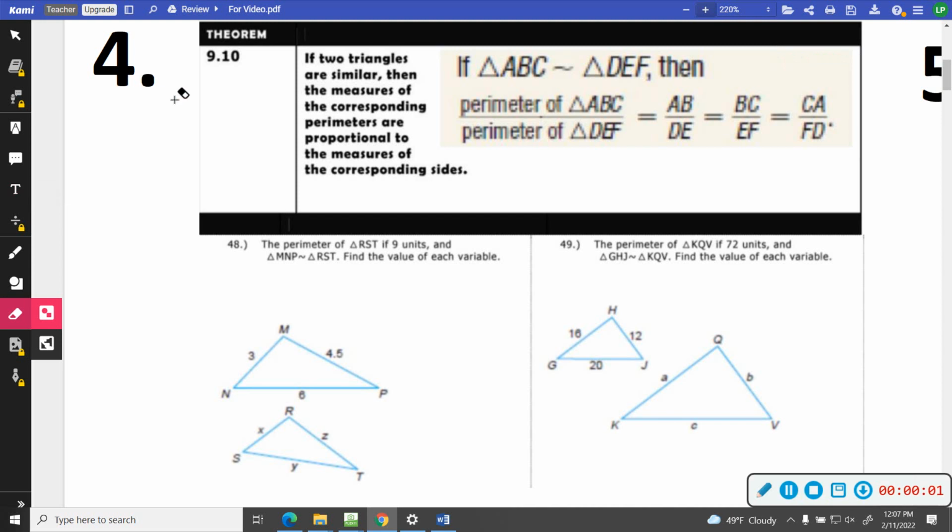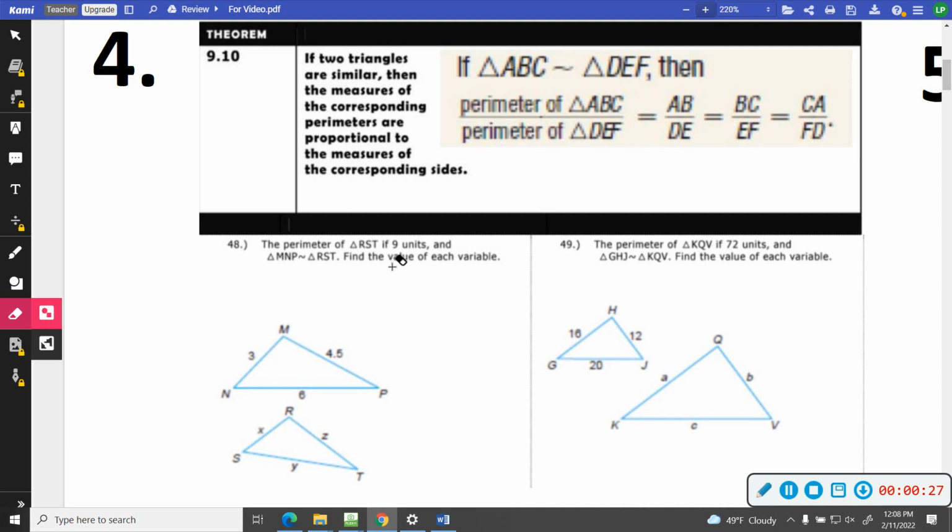Okay, so on a problem like this, we're going to use this theorem. The theorem says that if you have two triangles that are similar, then the measures of their corresponding perimeters are also proportional to the measures of the corresponding sides. So instead of doing side to side, you could also do perimeter to perimeter, which in this case makes this a lot easier. So let's look.